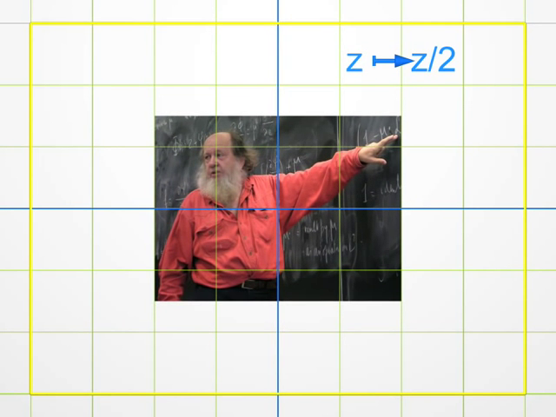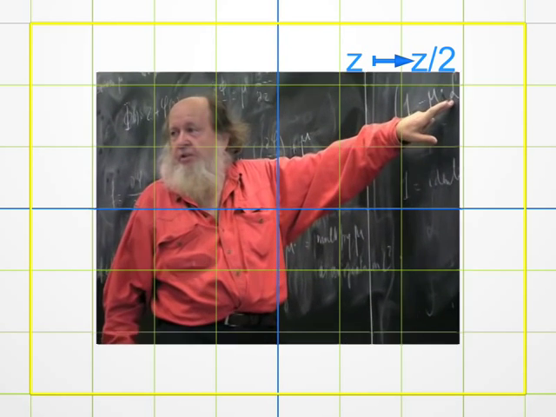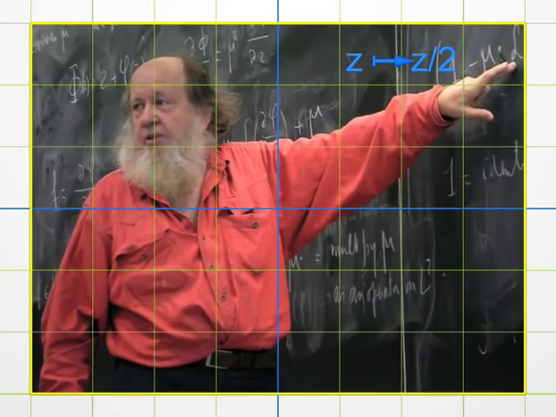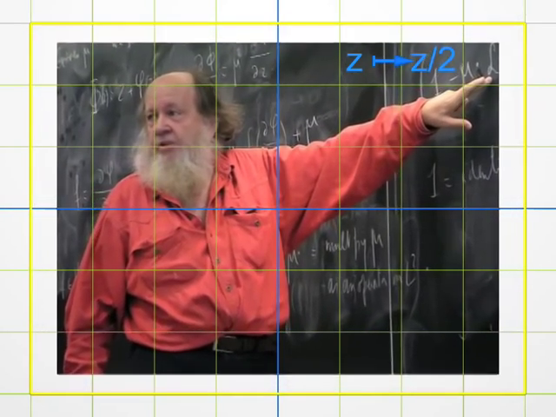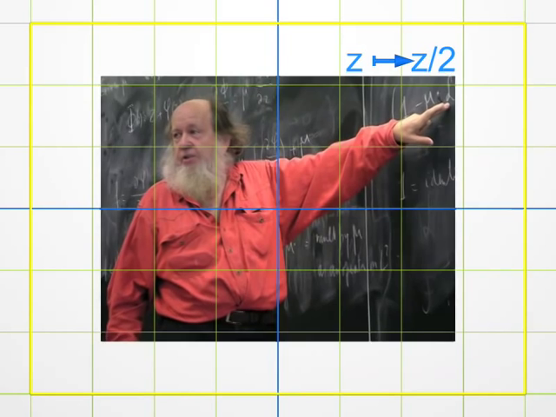Hence, a new picture. You see, no surprise, I just shrank to half my size, since each Z has been divided by 2. This transformation is called a dilation.